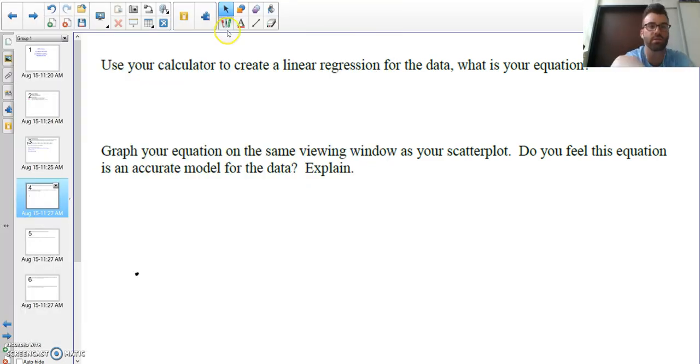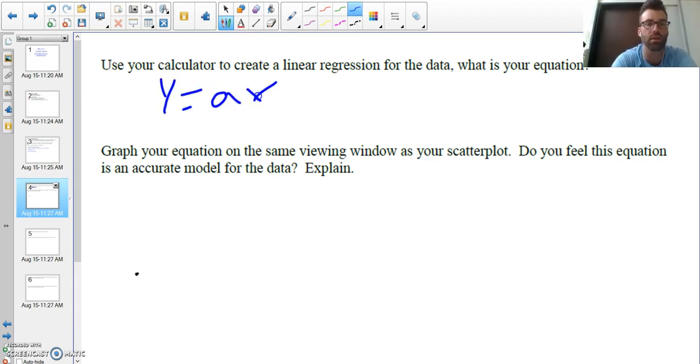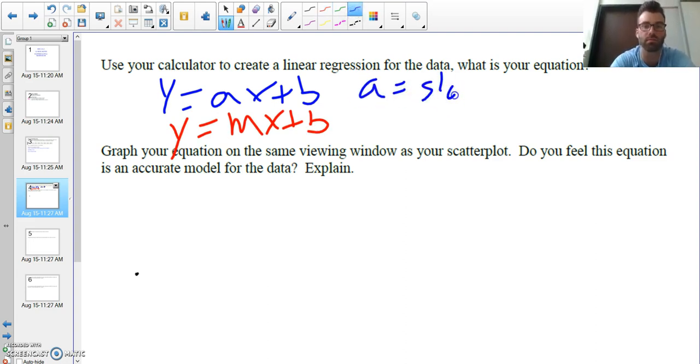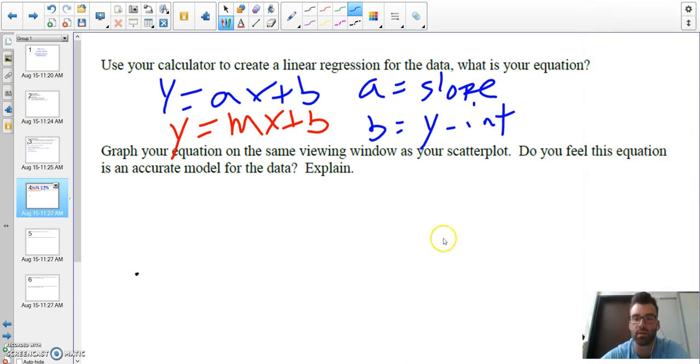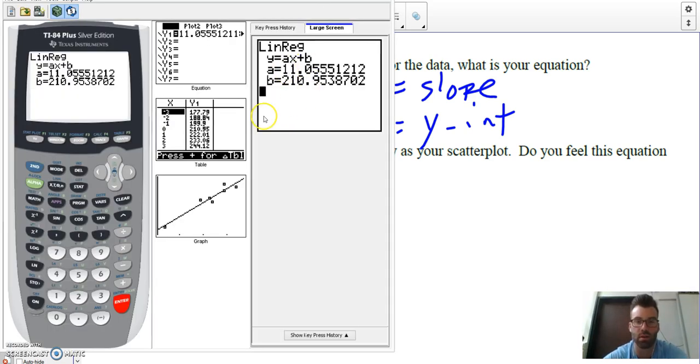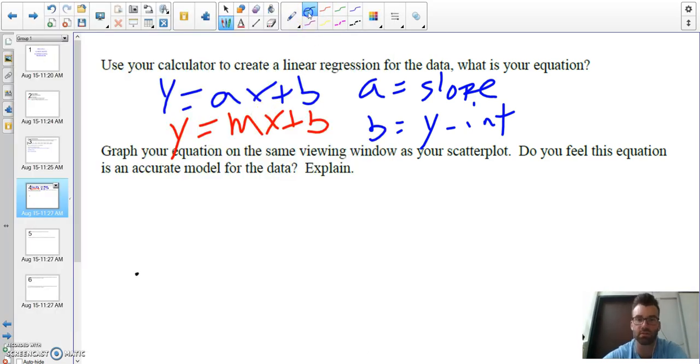So it spits out this nice equation for us here, where y equals ax plus b. Well, we've seen something like this. You're used to seeing y equals mx plus b. Okay, so in our case, a is the slope, and b is still the y-intercept. For our equation, a was 11.055.